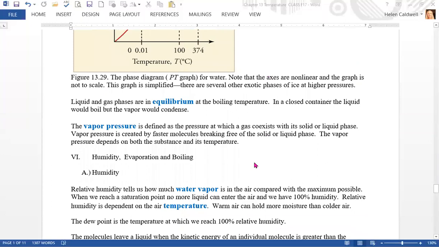So liquid and gas phases are in equilibrium at boiling. What that means is that as you're boiling a pot, if you put a pot of water on the stove, the temperature goes higher, higher, higher until you hit the boiling temperature, and then the temperature will not change until all the water has boiled away. And then if you add heat, any steam can get hotter. So the liquid and gas phase are in, excuse me, equilibrium at the boiling temperature.